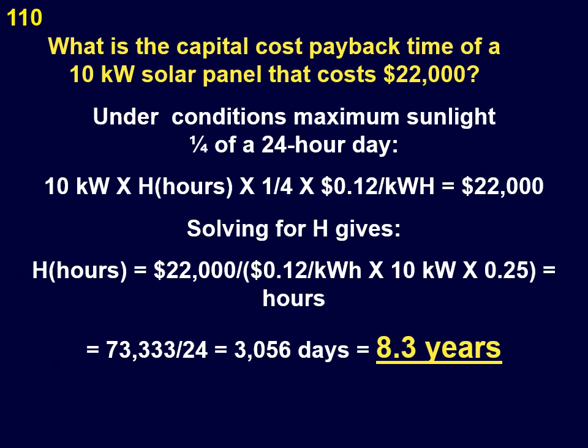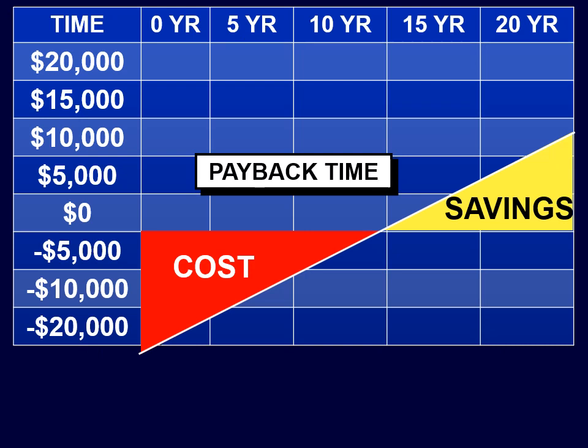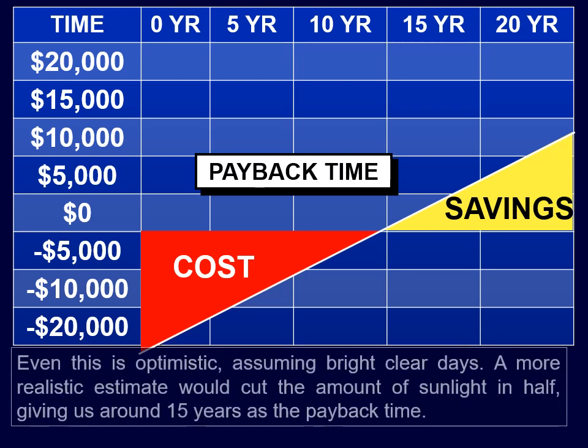What is the capital cost payback time of a 10 kilowatt solar panel system that costs $22,000? Even this is optimistic, assuming bright, clear days. A more realistic estimate would cut the amount of sunlight in half, giving us around 15 years as the payback time.